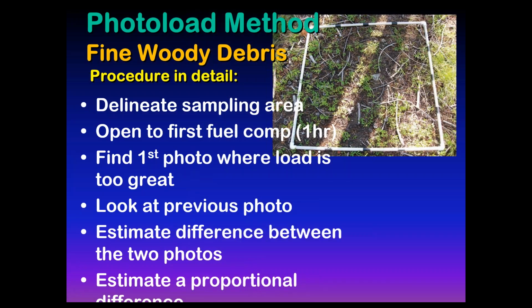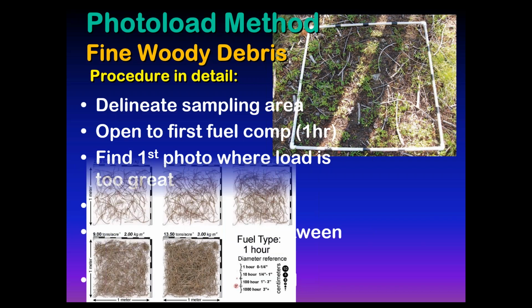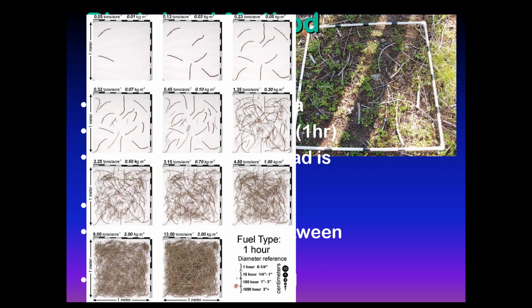So what we're going to do now is go out, and for the rest of the seminar I'm going to tell you how you can make your Photoload sampling technique very efficient and very accurate. The first one we're going to do is sample fine woody debris. In this procedure, we're going to put a plot frame of 1 meter by 1 meter down on the ground, which will encapsulate the fuels, and we're going to look at those fuels. So we open to our first fuel component page, which I think is page 11 in the manual. Here is what that page looks like in the manual, and you can see that we've got tons per acre and kilograms per square meter.